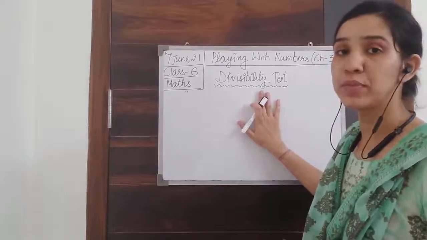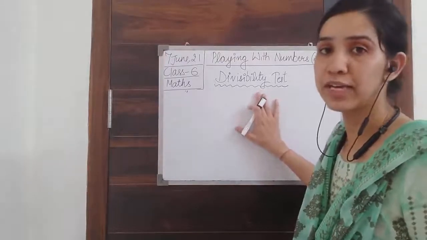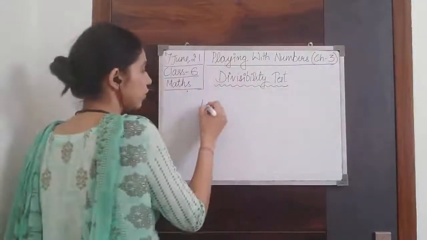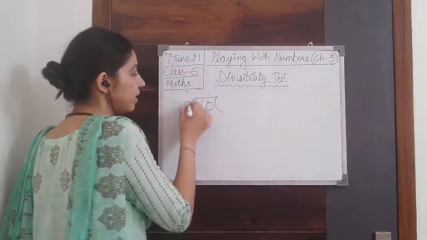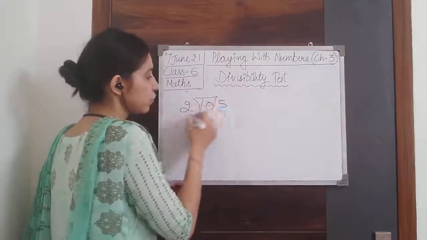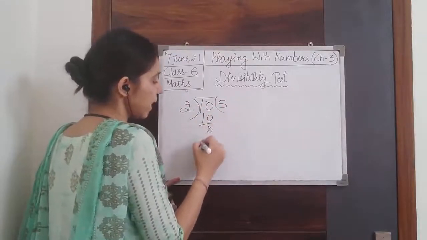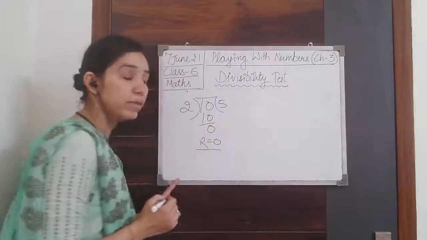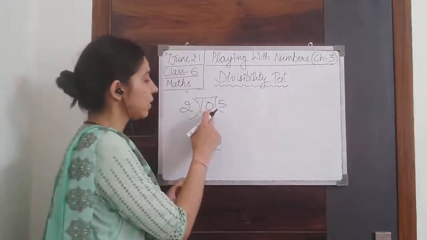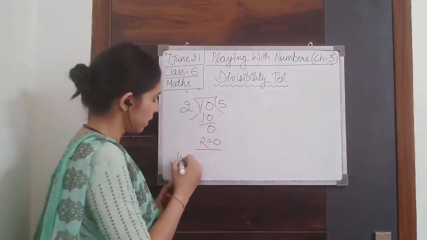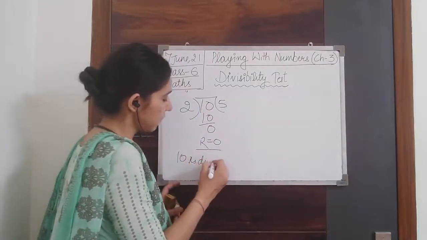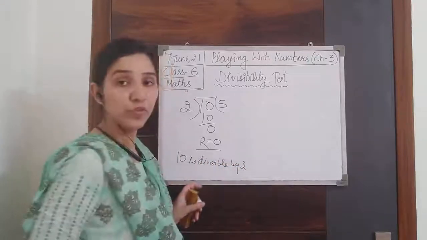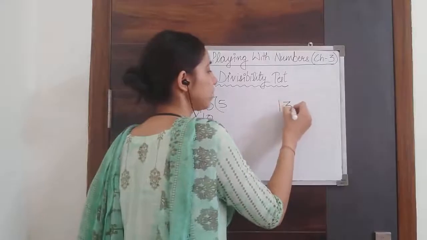Divisibility means if we divide a number by another number. Suppose if we divide 10 by 2, it is 2 5s are 10. Remainder is 0. If remainder is 0, it means this number 10 is divisible by 2. Suppose we take another number, suppose 13.